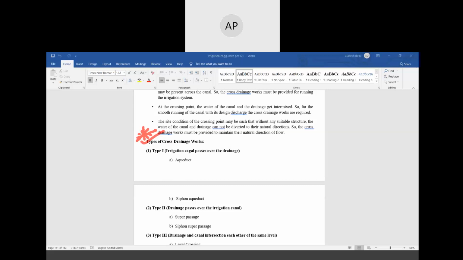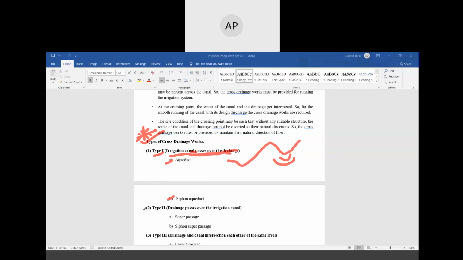So type 1: an irrigation canal passes over a drainage. That is your type 1. That means the canal is passing over the drain. Remember the types of cross drainage works? These are the aqueduct and the siphon aqueduct. These two types of cross drainage works pass over the drainage.